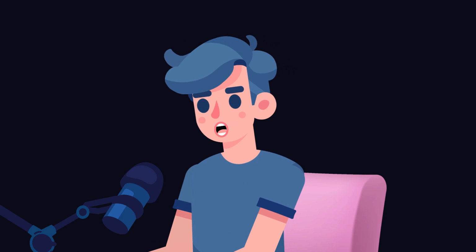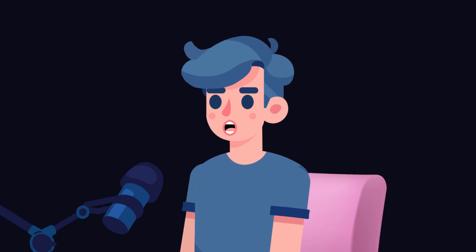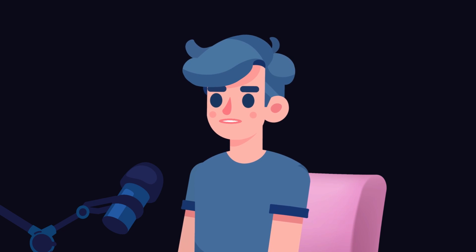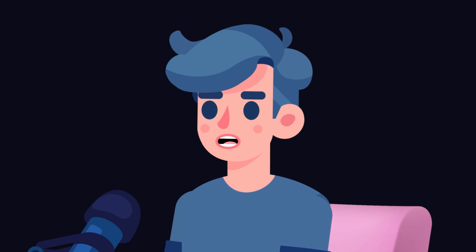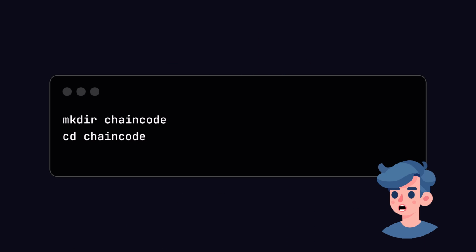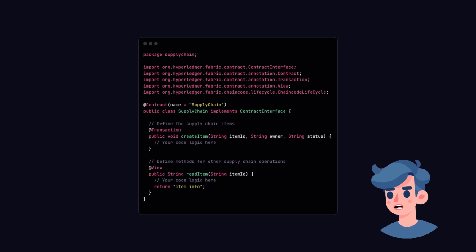Next, we need to set up our chain code. Chain code is the smart contract that will handle business logic in our supply chain solution. For this tutorial, we will write chain code in Java because it allows for robust applications. Begin by creating a folder for your chain code. Create a Java file named SupplyChain.java. This file will contain all the necessary logic for our supply chain operations.